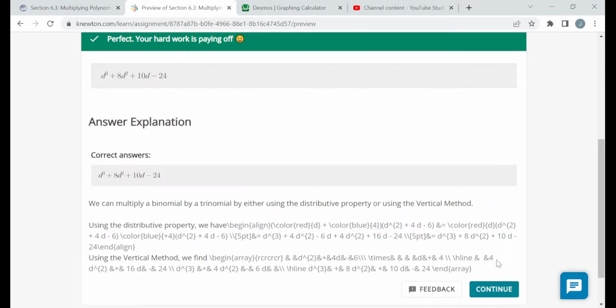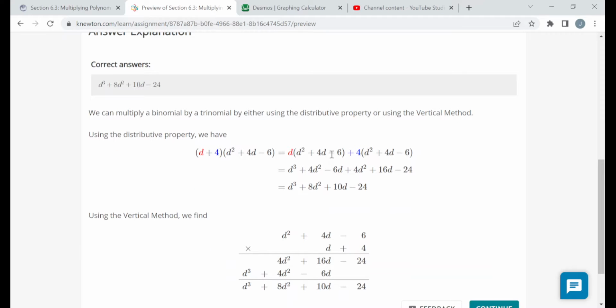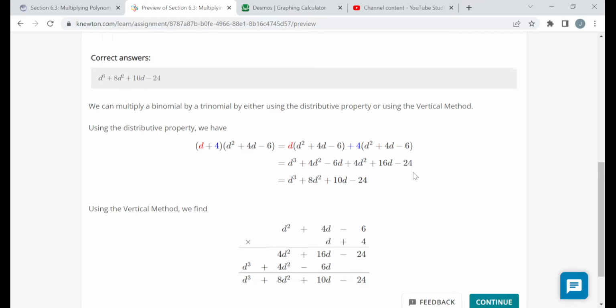Great. So you see they did the other way around. They distributed the second polynomial over the terms of the first one. It doesn't matter. And then they distributed those terms over the three terms and they got the same terms, the sum of the same monomials I did, just in a different order.